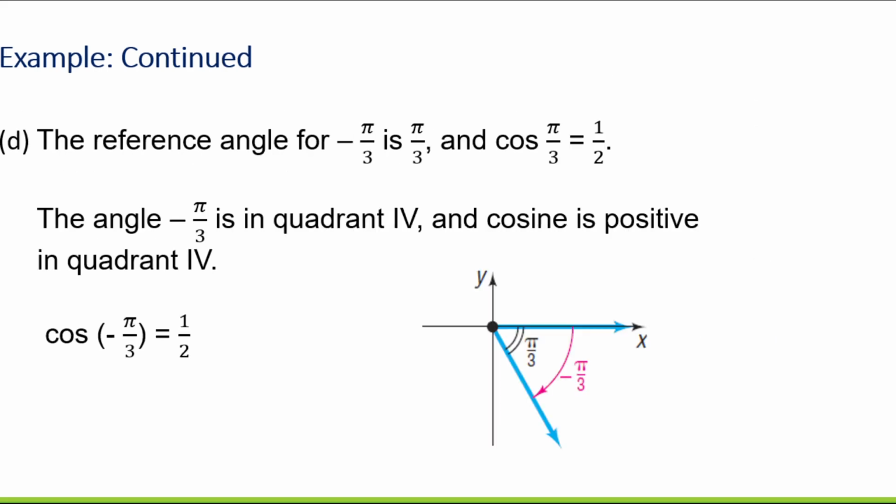We are trying to find the cosine of a negative pi over 3. So if you draw a negative angle, that is going clockwise in the coordinate plane. And so the reference angle for negative pi over 3 is just pi over 3. This is 60 degrees. So I'm going to draw a reference triangle here. This is the reference angle, so I draw a right triangle.